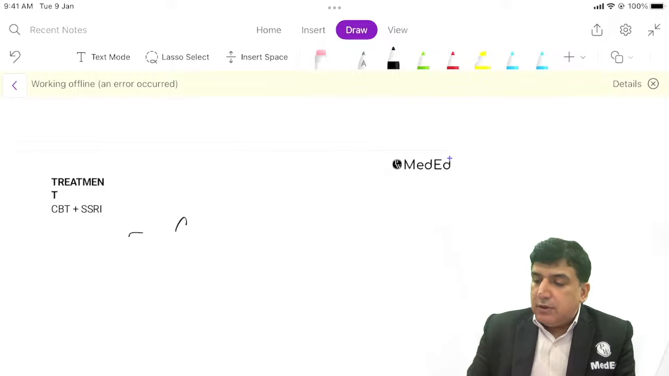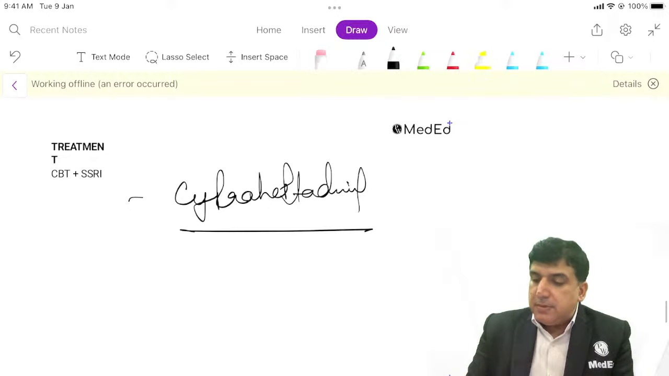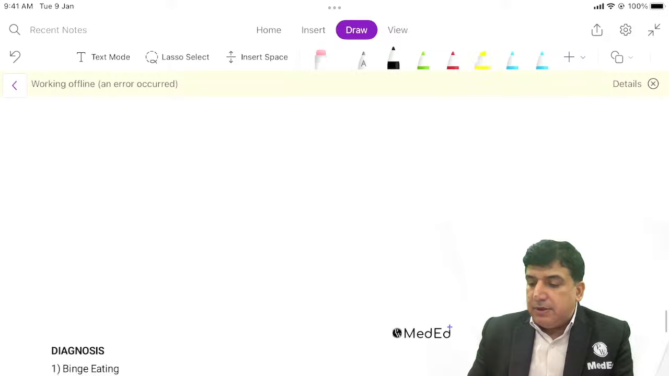The treatment, yes, CBT, and we give an SSRI. Usually we also give cyproheptadine. It's an appetite stimulant, it increases the appetite in anorexia nervosa, but the main treatment is what? Cognitive behavior therapy.